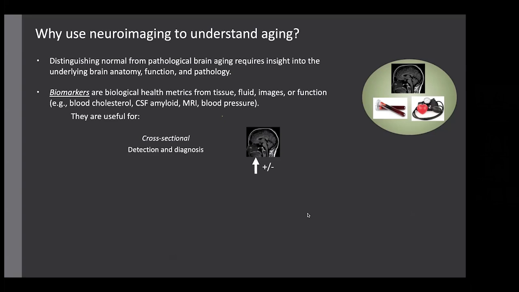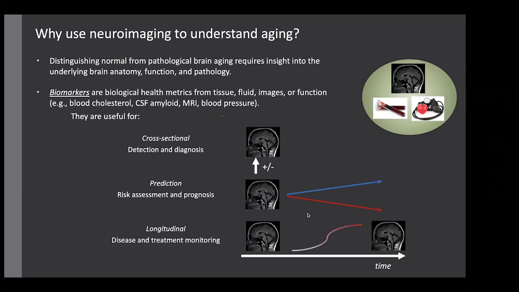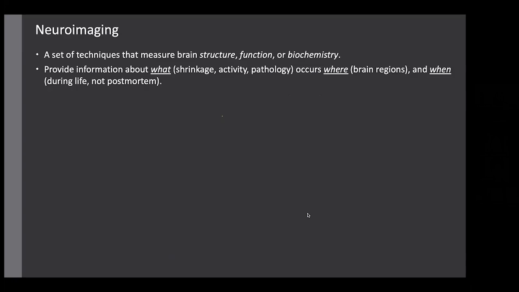Biomarkers have several very important clinical uses. For example, cross-sectionally, they can be used to detect or diagnose diseases. For prediction, they can be used to assess somebody's risk for a disease or their prognosis if they have a condition. Longitudinally, they can be very useful for tracking a disease course or monitoring a treatment outcome. So neuroimaging falls within this class of biomarkers, and it comprises a set of techniques that measure brain structure, function, or biochemistry.